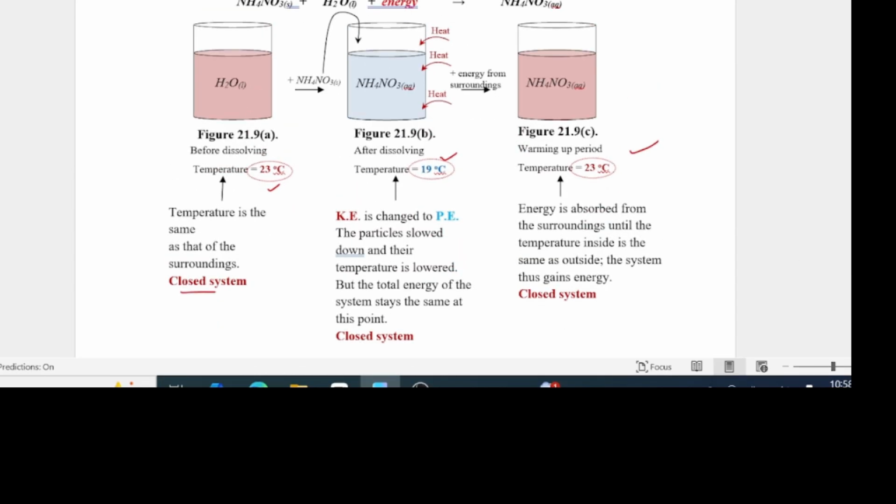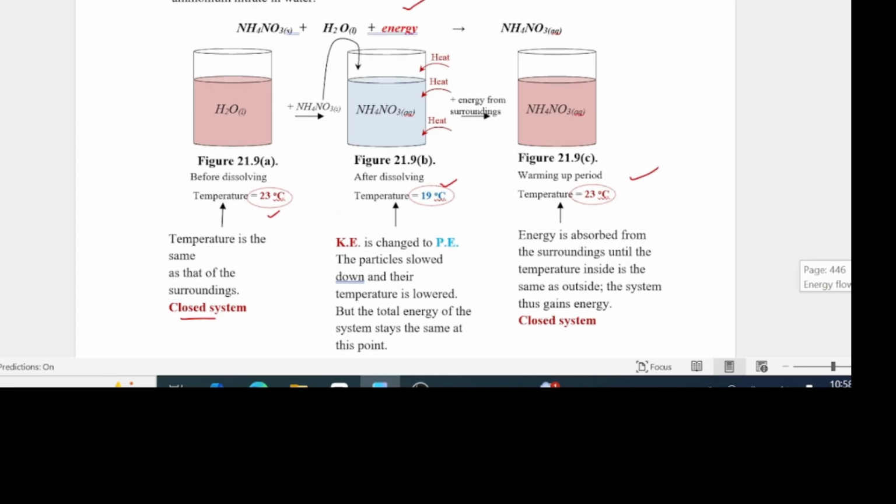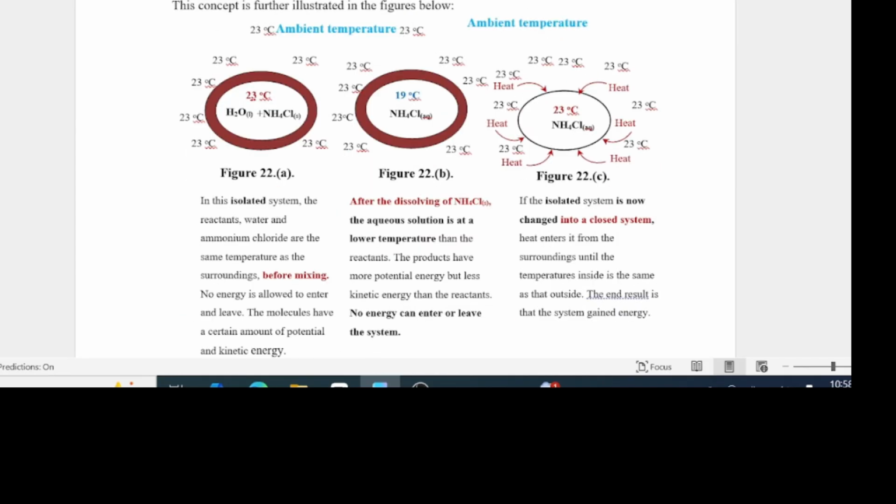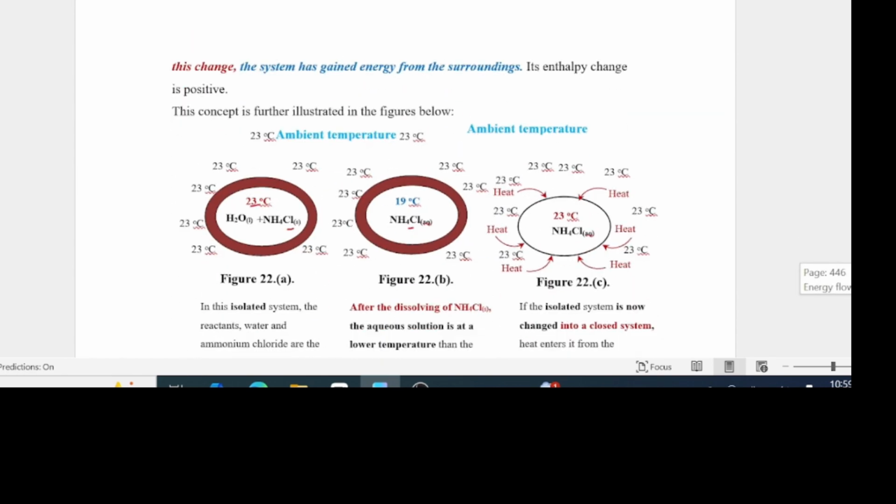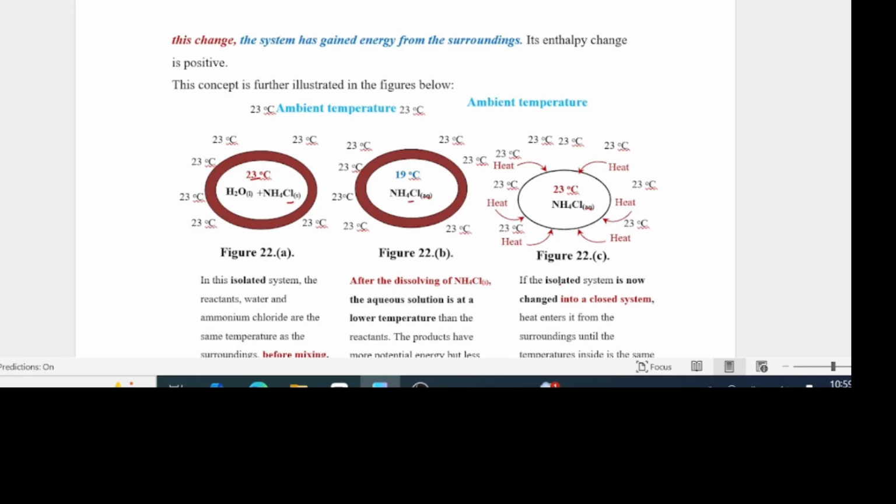What would have happened if an isolated system was used? This is the temperature of the water and ammonium chloride just before reaction, and you can see that the temperature is the same as the ambient temperature of 23 degrees Celsius. In this isolated system now, there should have been ammonium nitrate instead of ammonium chloride, a little mistake here. So after the reaction has taken place, there is a lowering of the temperature.